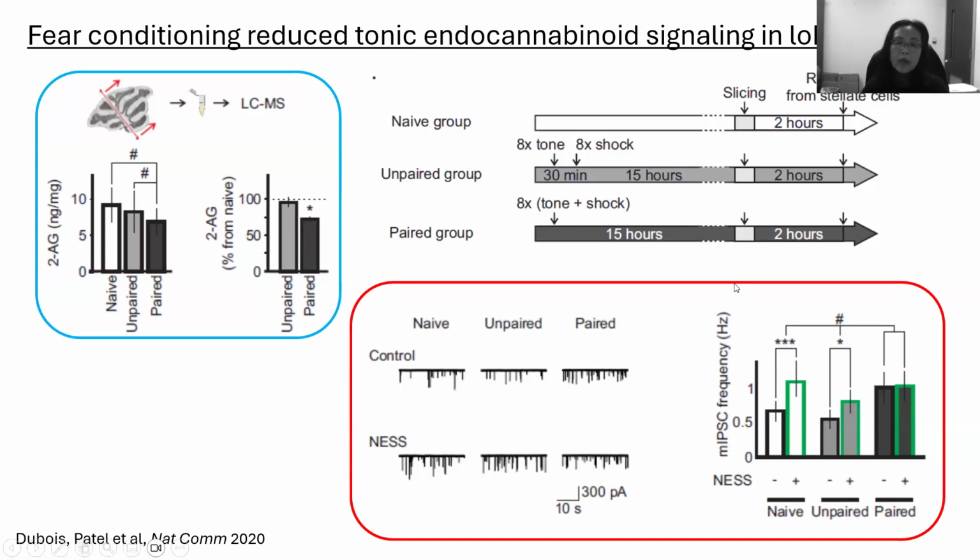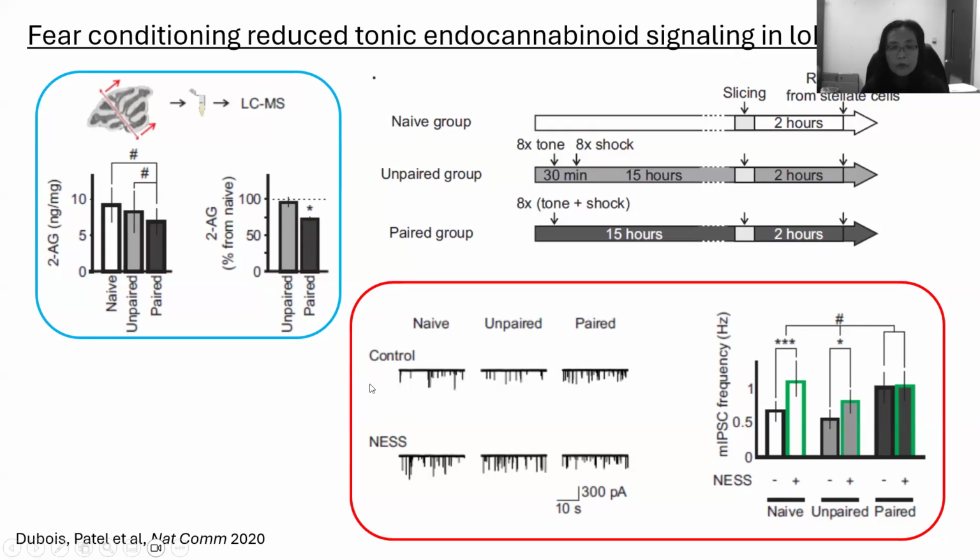And then we look at whether endocannabinoid signaling is also altered after fear conditioning. Early studies have shown that lobules 5 and 6 are important in fear conditioning, and lobules 9 and 10 are not. So the first experiment we look at is in lobules 5 and 6, whether the endocannabinoid signaling is reduced.